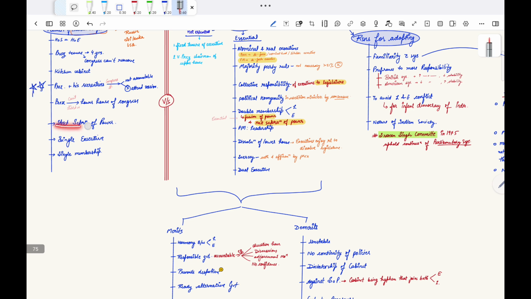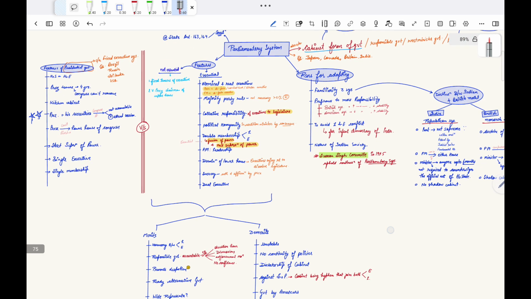Next, we have strict separation of power. As I have already discussed, in the parliamentary system there is no strict separation of power between the legislature and executive. On the other hand, here there is a strict separation of power. There is a single executive, with no distinction between the prime minister and the president as such, and there is single membership: if you are a member of the legislature then you cannot be a member of the executive at the same time.